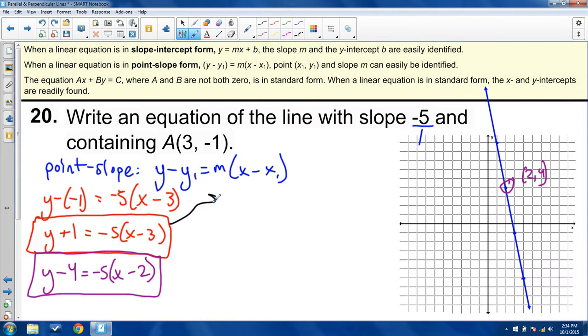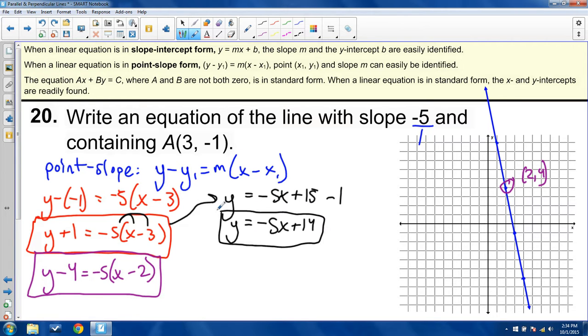So on this first one, I'm going to subtract 1 onto the left side. I'm going to distribute the -5 into x and -3. -5 times -3 is plus 15. And I'm going to subtract that 1. So that becomes -5x plus 14. So this is slope-intercept form for this first equation, from point-slope form.